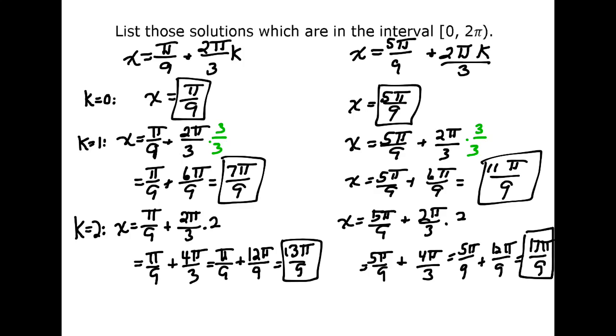Okay, let's let k equal 3 now. So if k is 3, I would have x is pi over 9 plus 2 pi over 3 times 3. So that's pi over 9 plus 2 pi, and that's bigger than we needed to look. We only had to look between 0 and 2 pi, so we have these 6 answers.